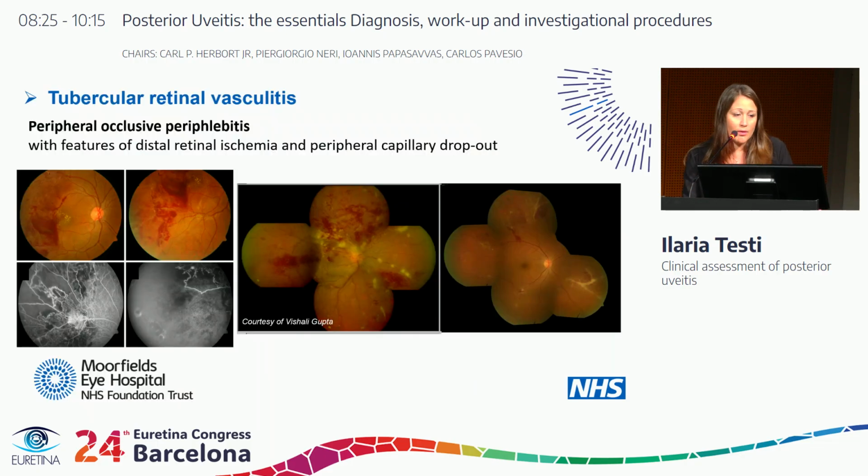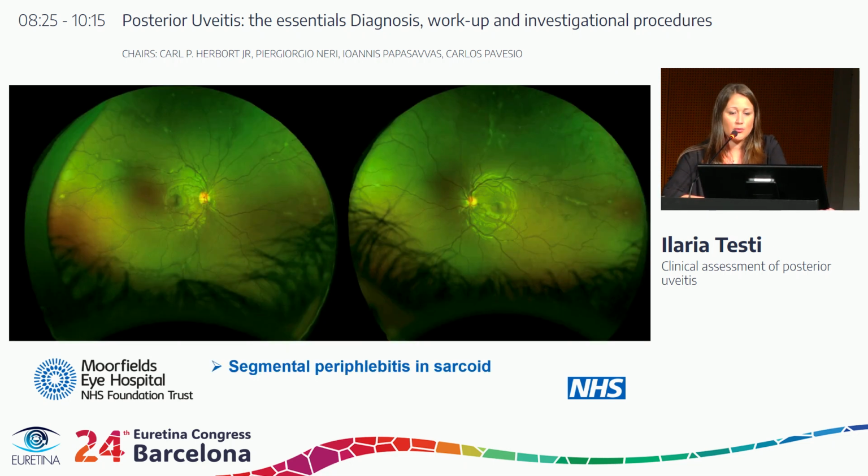Another disease associated with peripheral occlusive periphlebitis is TB. You see here areas of capillary non-perfusion, retinal hemorrhage, and this is totally different from the sarcoid. Sarcoid is usually segmental periphlebitis and is usually not associated with occlusion, with occlusive vasculitis.